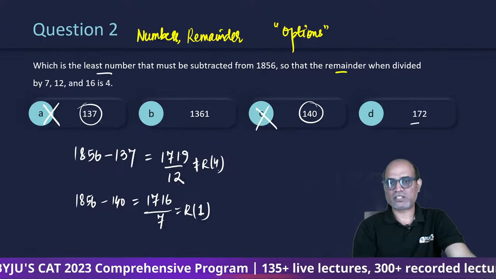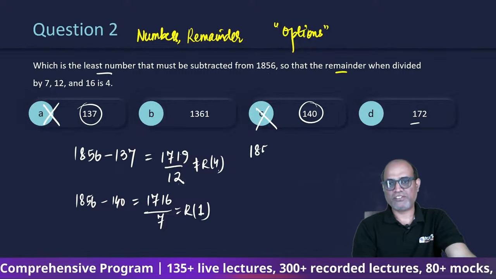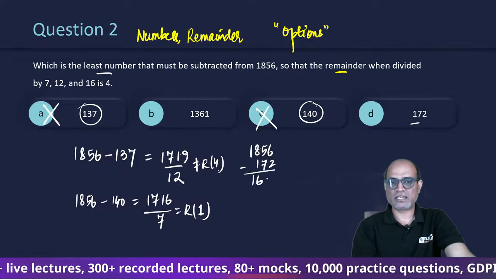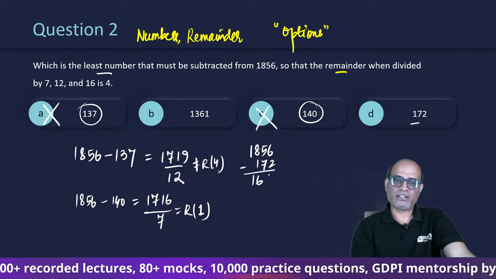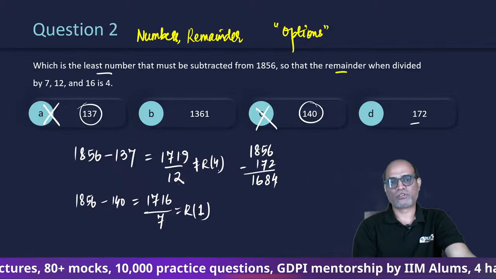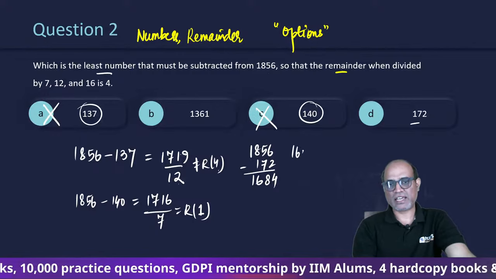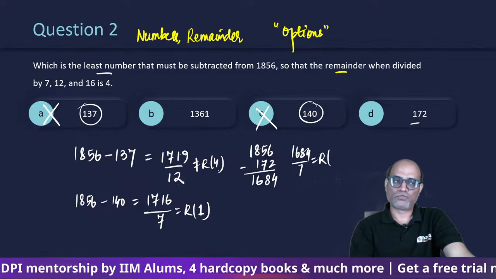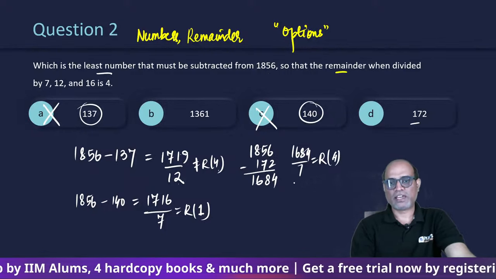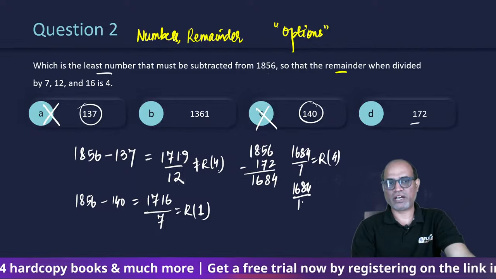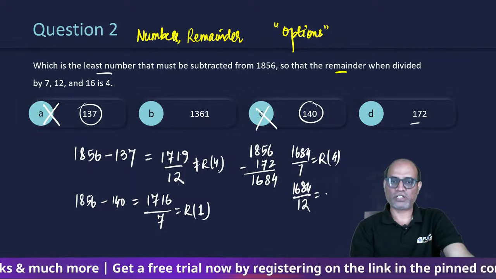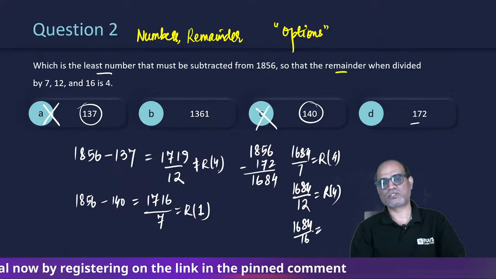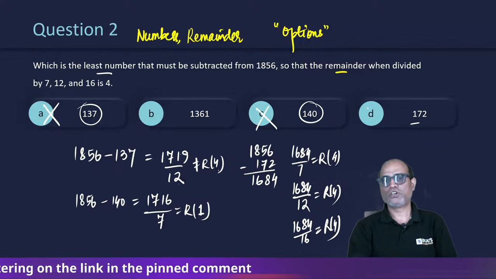Then I'll take the next smallest number, which is 1856 minus 172. So this will result in 1684. Now I'll divide 1684 by 7. So this will give us a remainder of 14, 28, 4. If I take 1684 and divide it by 12, 1248, the remainder will be 4. If I divide 1684 by 16, 1680, the remainder is 4. So D is our answer.